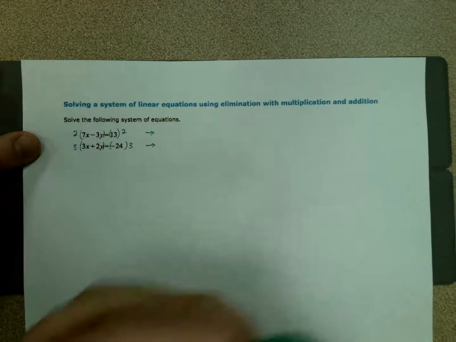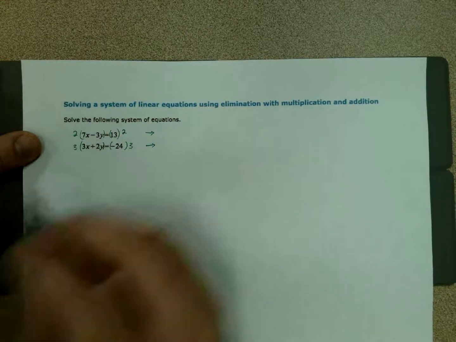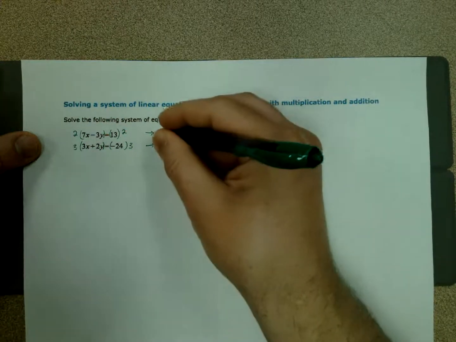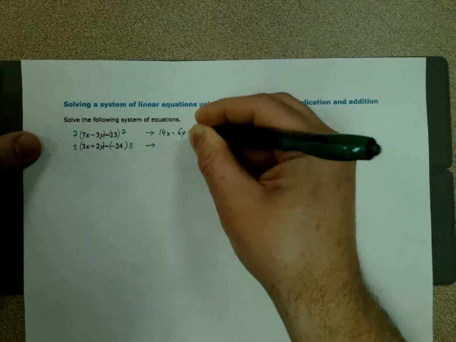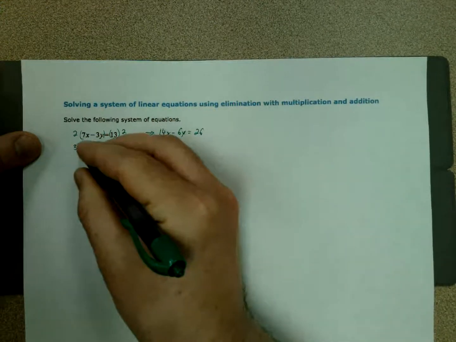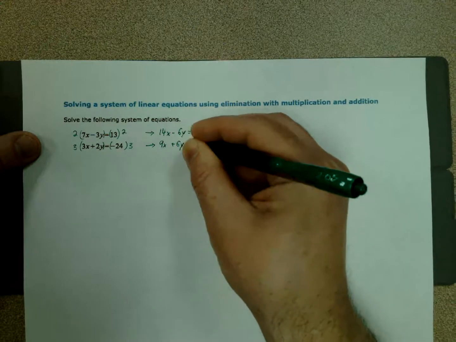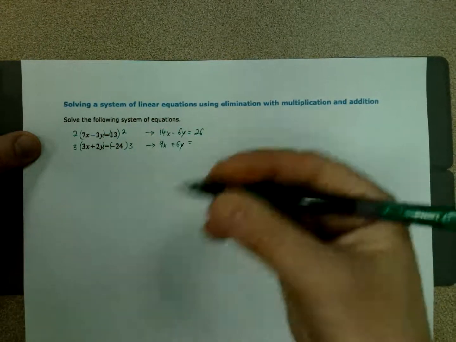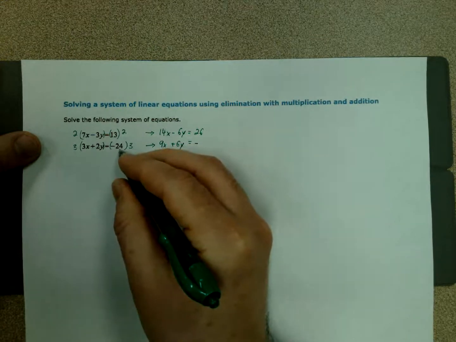Okay. And if we go ahead and simplify those, we distribute the 2 on the top equation and the 3 on the bottom equation. We end up with 14x minus 6y equals 26. And here we have 3 times 3, so 9x plus 6y. Okay, and we have negative 24 times 3, so make sure you keep that negative. And that would be 72.